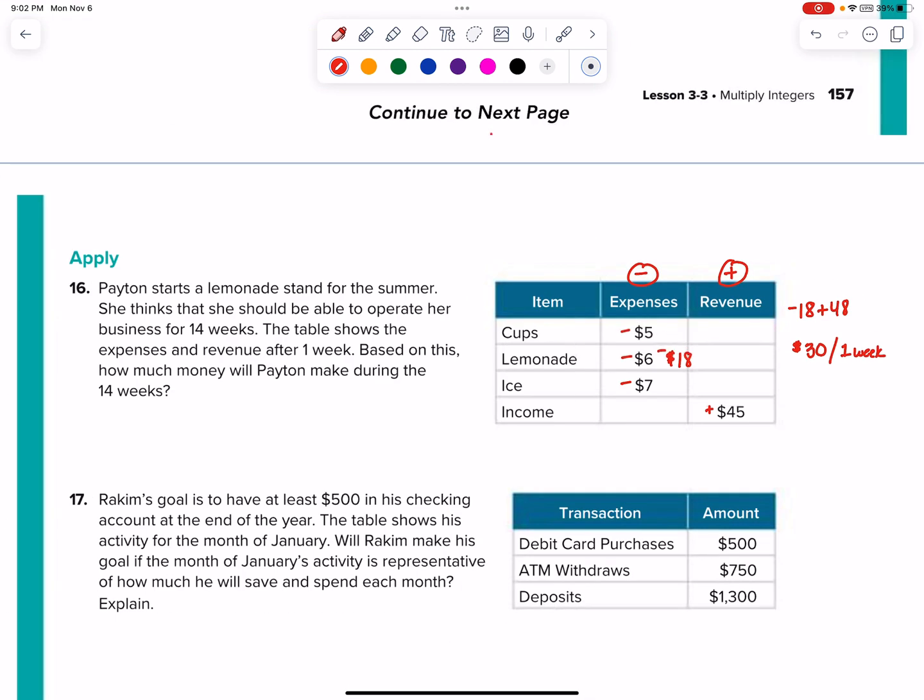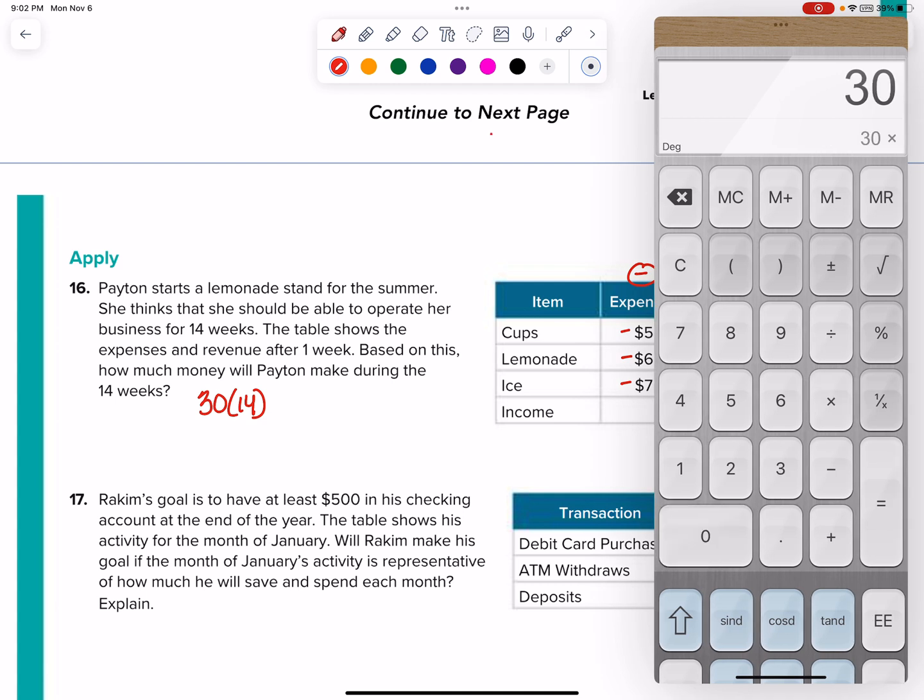Okay. The question is, well, what about for 14 weeks? So let's go over here. So we have 30 times 14. And what is 30 times 14? Okay, so she will make $420. Pretty good deal. I like it.